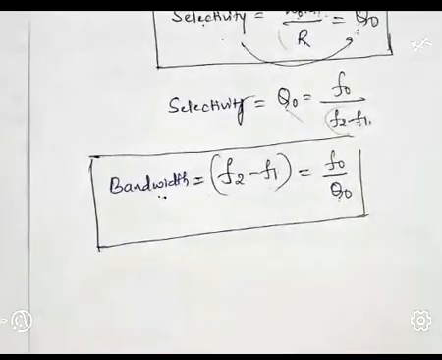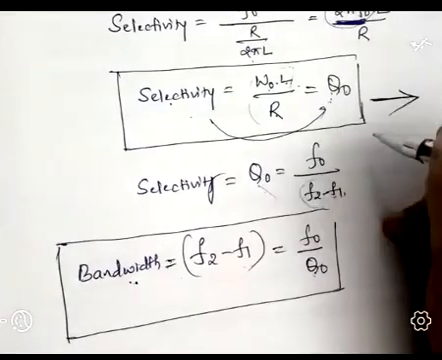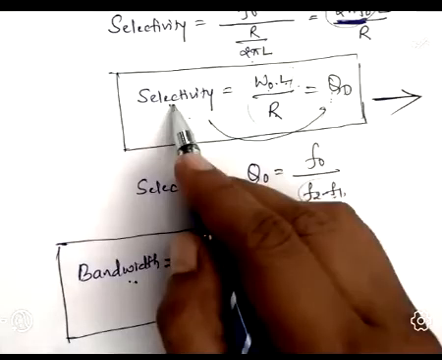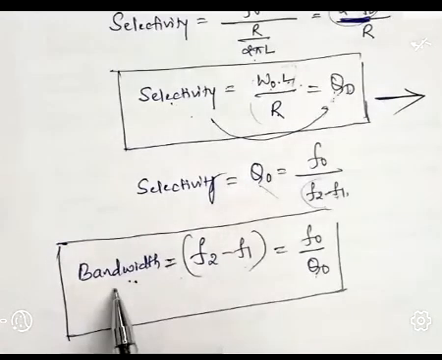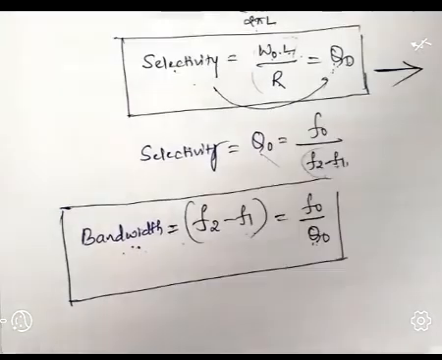So from this discussion we can conclude two points. First, the selectivity of a series resonant circuit is directly proportional to the quality factor of the circuit. And one more point, the bandwidth of the series resonant circuit is inversely proportional to the quality factor of this circuit at resonance frequencies.